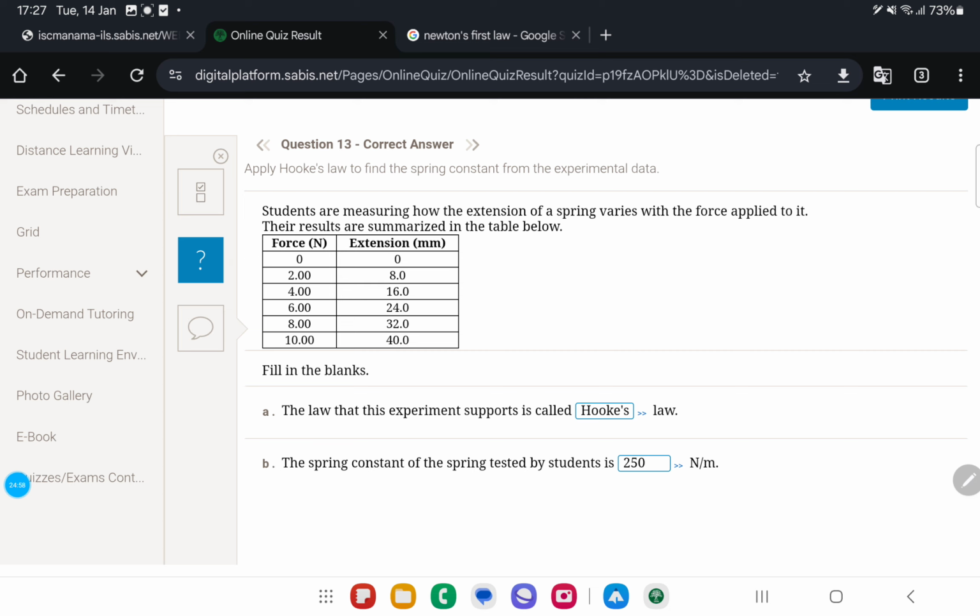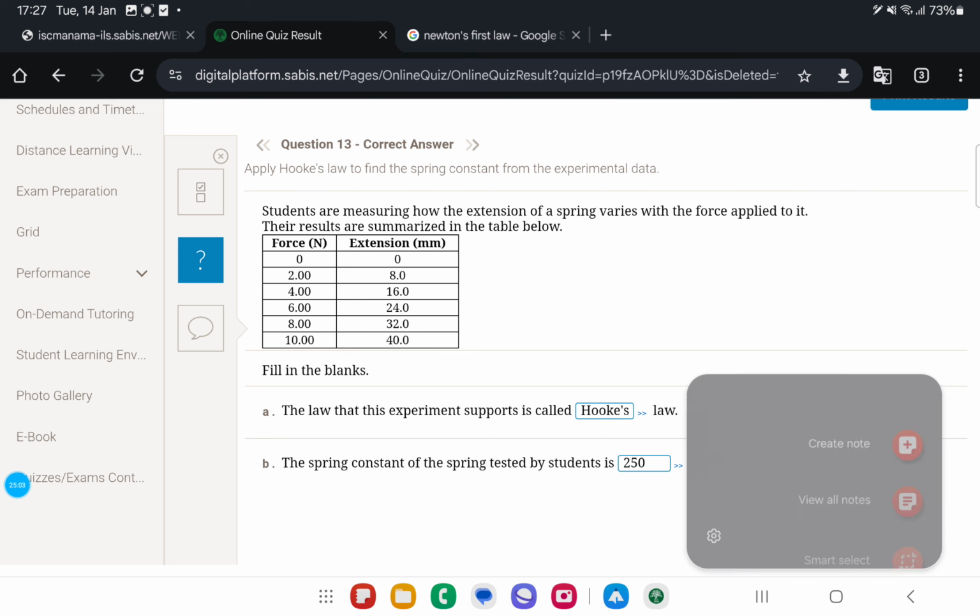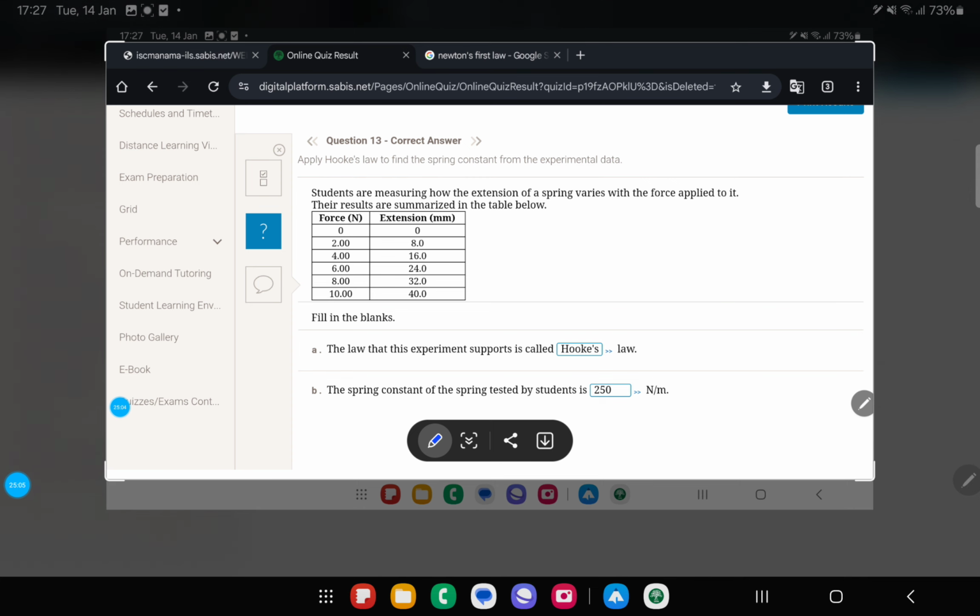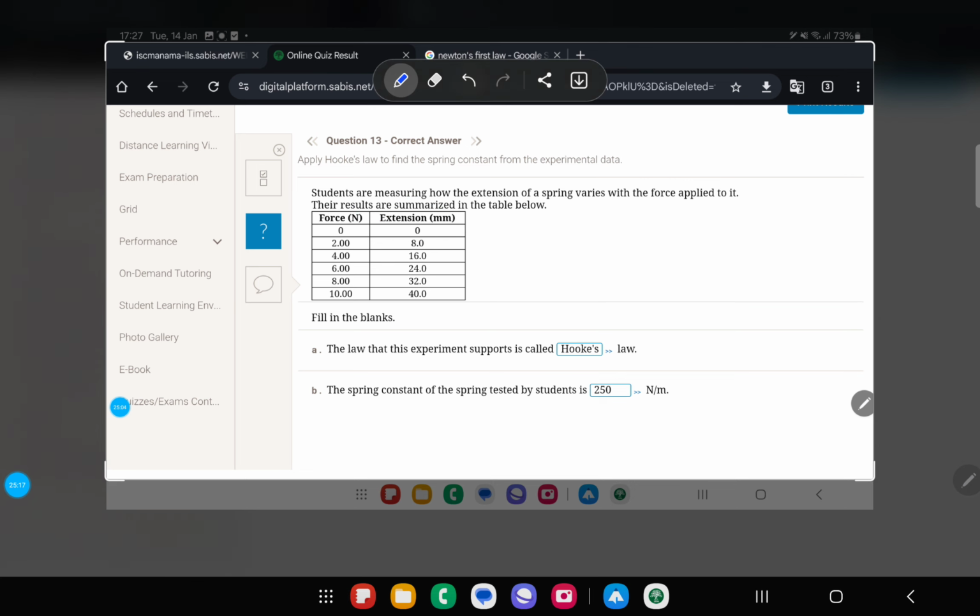Students are measuring how the extension of a spring varies with the force applied to it. The results are summarized in the table below. Okay, look. The law that this experiment supports is called Hooke's law. We have force, we have extension. We can immediately deduce that it's Hooke's law. Now for the second one, the spring constant of the spring tested by students is, okay, they want the spring constant. We'll use Hooke's law, which is force equals K times delta L. Now we're trying to find, again, the spring constant, which is K.